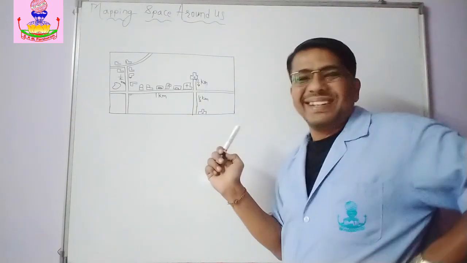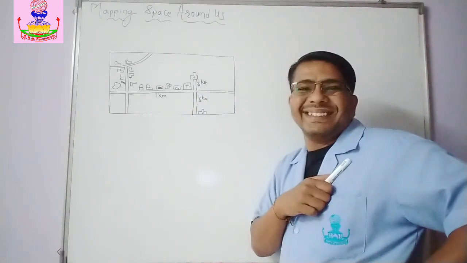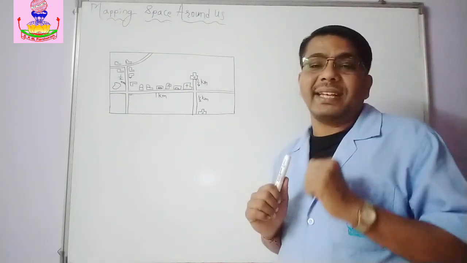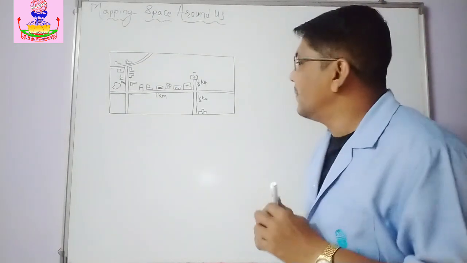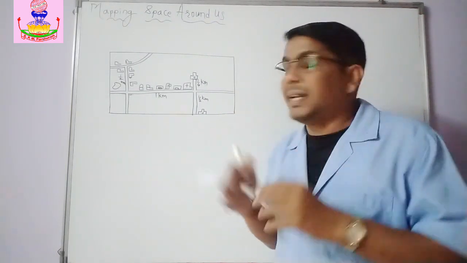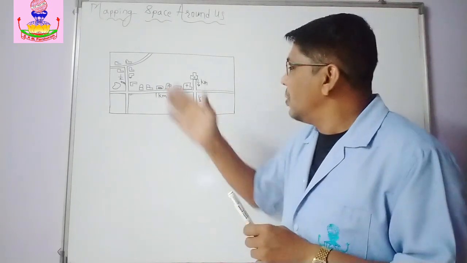And these are the schools. Now see, this is half a kilometer and this is 1/4 kilometer. So a clear idea of the distances can be known. And secondly, see here, smaller lines show small distances and longer lines show longer distances. That is what is most important.